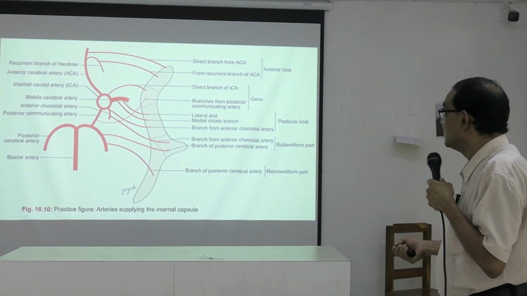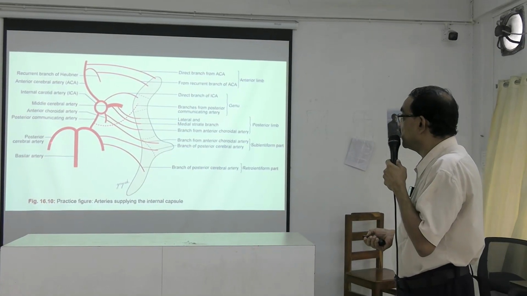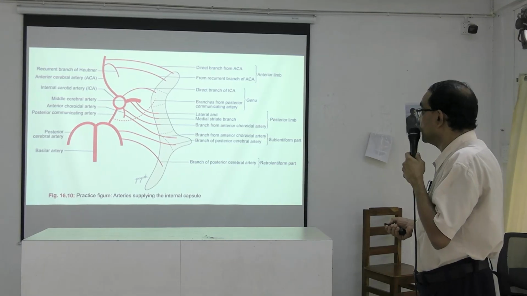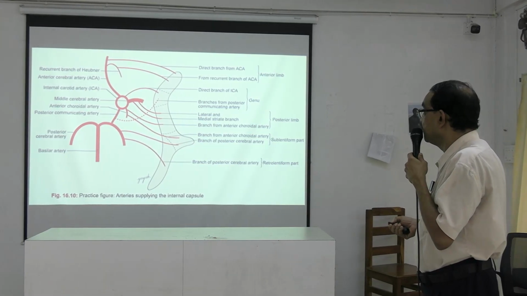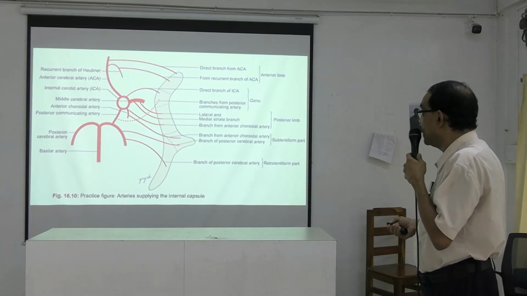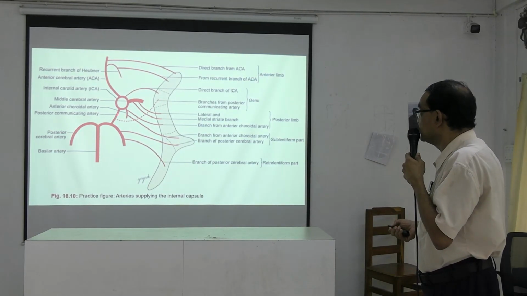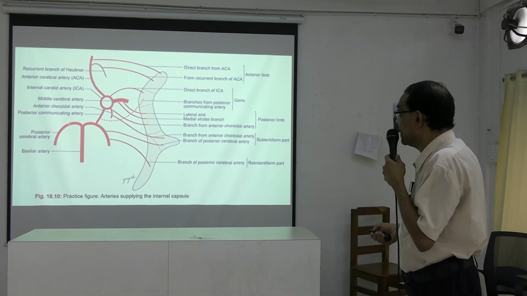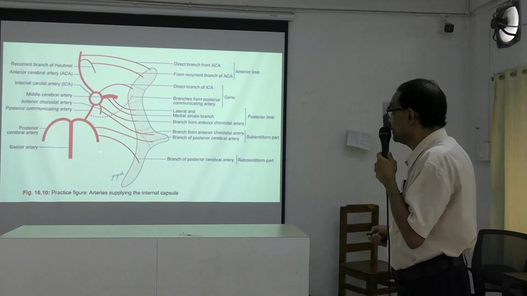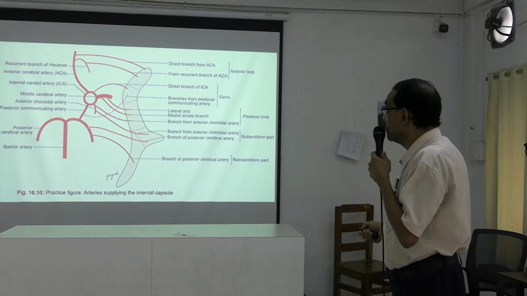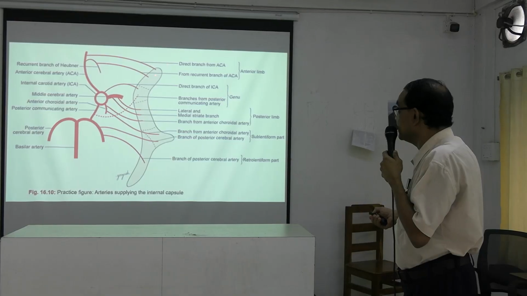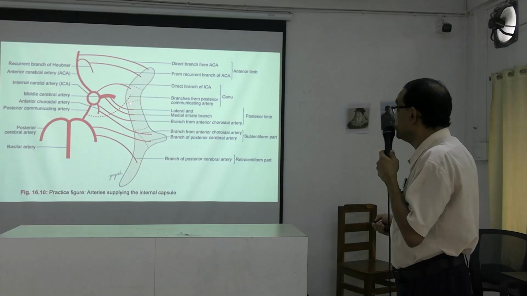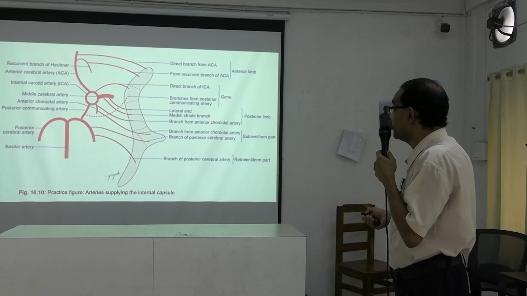So, this is the nice picture where we can find the internal carotid artery, which divides into anterior cerebral and middle cerebral, and this is giving another artery which is called posterior communicating, and this is the basilar artery which divides into the posterior cerebral artery. Okay, so we can find this internal capsule.